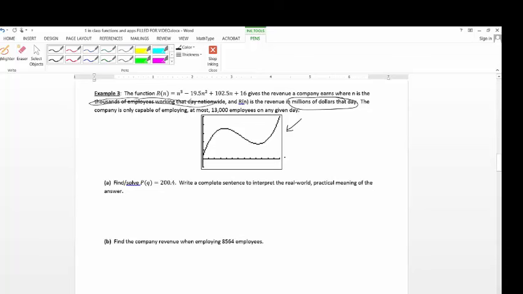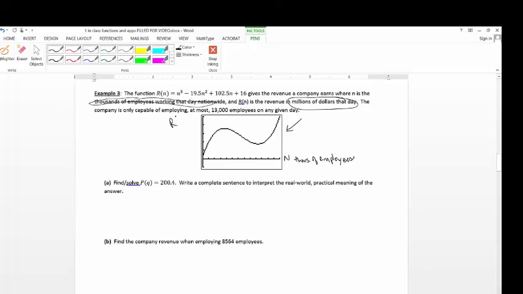The input is N, so the x-axis should be N. I'm also going to label the meaning of it: thousands of employees working that day. So each of the numbers along here represents thousands of employees. For example, if this was 1, it would represent 1,000 employees.